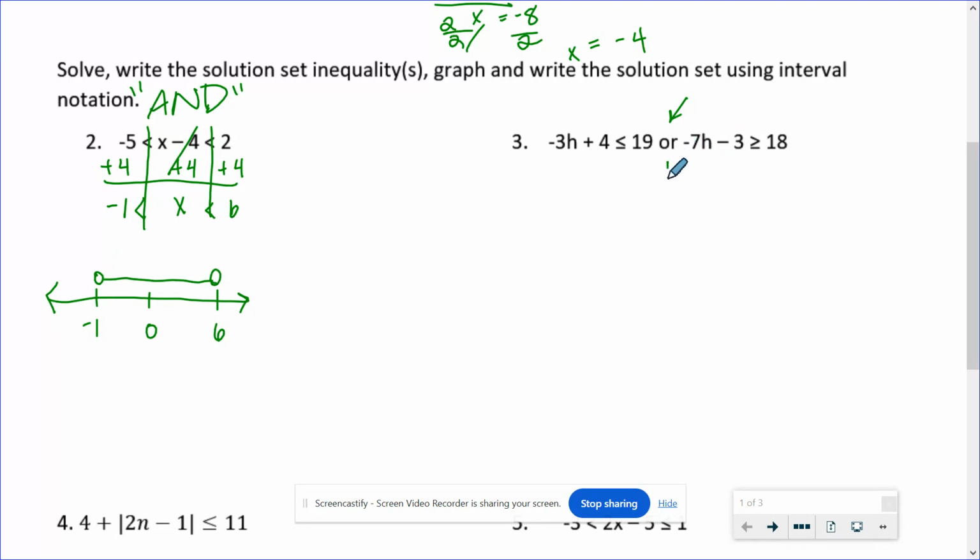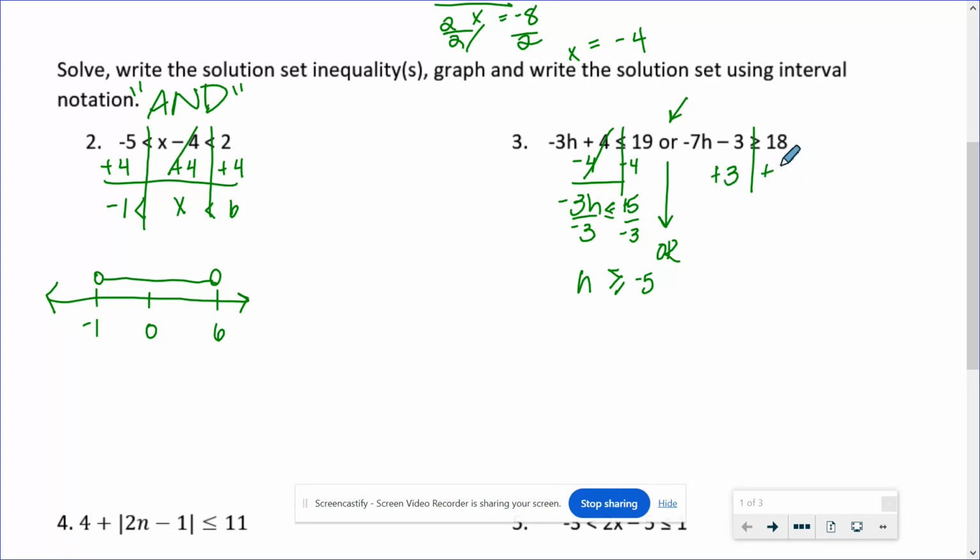Number 3, so this is an OR type problem, so all I have to do is solve each inequality separately and then connect it with the word OR. So minus 4 on both sides, negative 3h equals 15, divide by negative 3, and that was a less than or equal to sign, but notice that I am dividing by a negative, so I am going to have to reverse my sign and make it a greater than or equal to, and then a negative 5. And of course it's an OR.